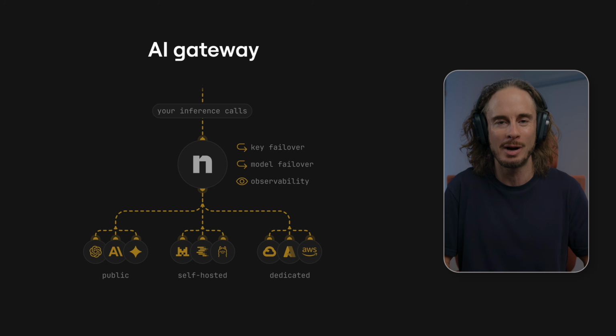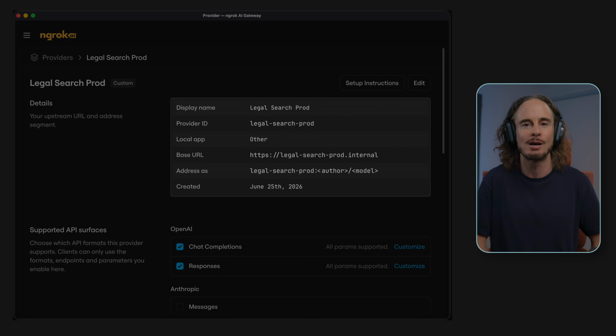Our new AI gateway lets you route, restrict, and manage requests to any cloud or self-hosted LLM through a single endpoint. The key difference between ngrok and other AI gateways is that you can directly route to self-hosted models in private networks using ngrok internal URLs, so no public LLM endpoint is needed.